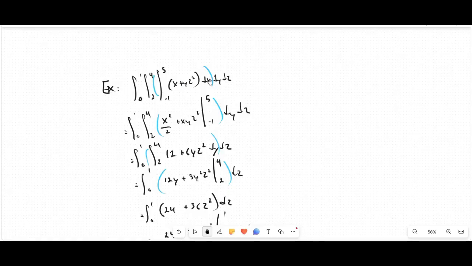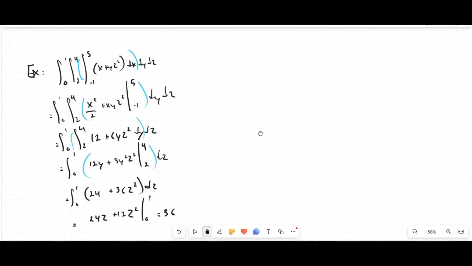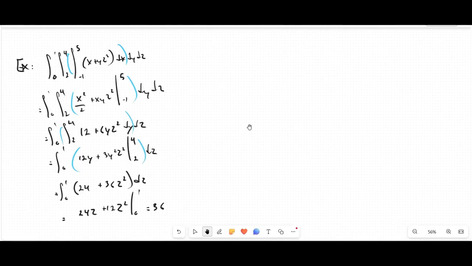And make sure that when you're doing x, y and z are treated like constants. When you're doing y, x and z are treated like constants. When you're doing z, x and y are treated like constants. Okay, that's the first part.